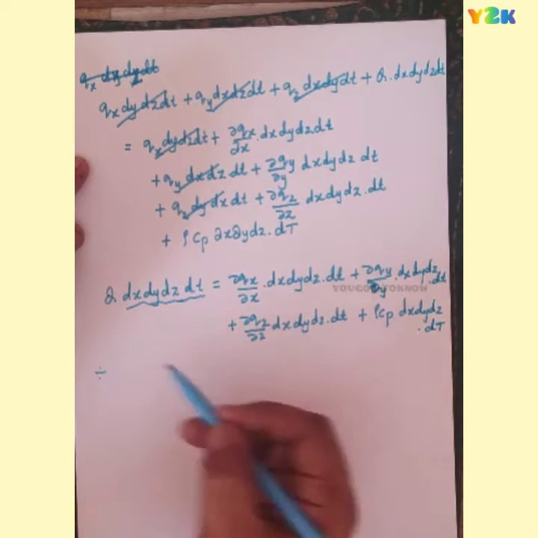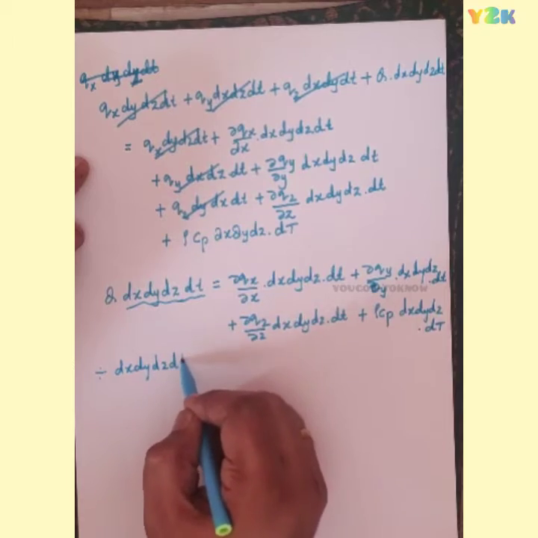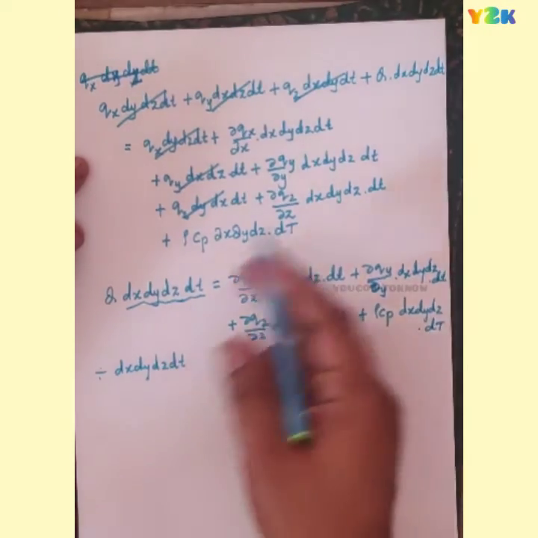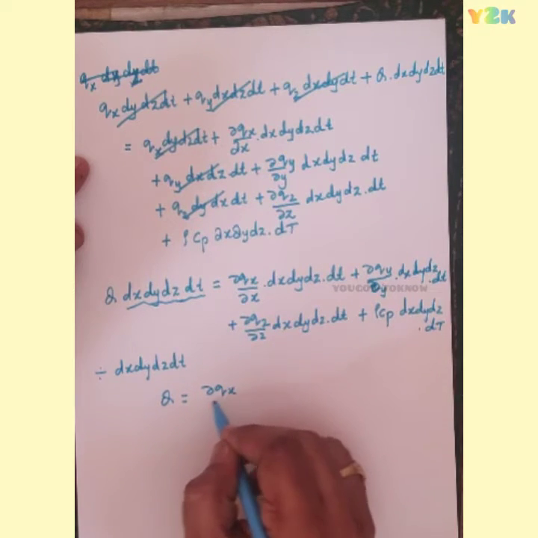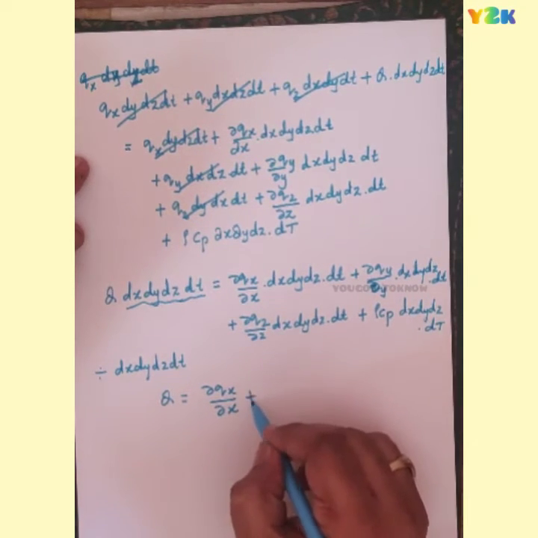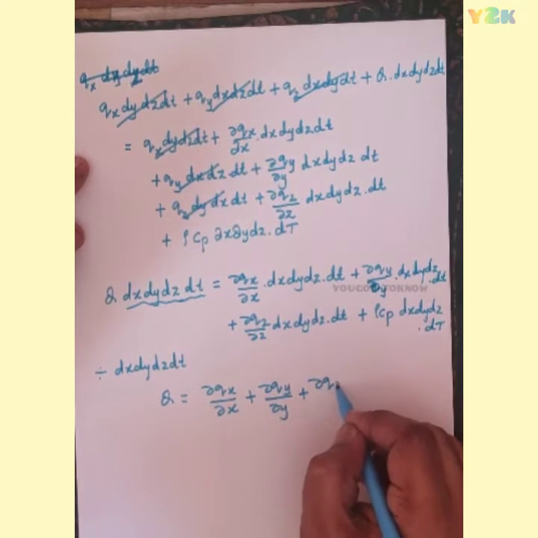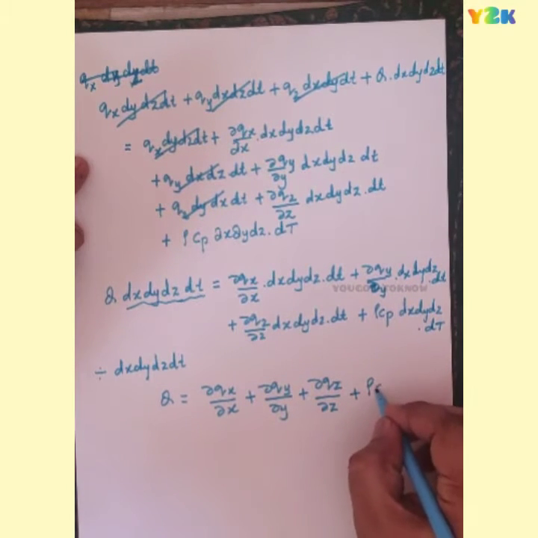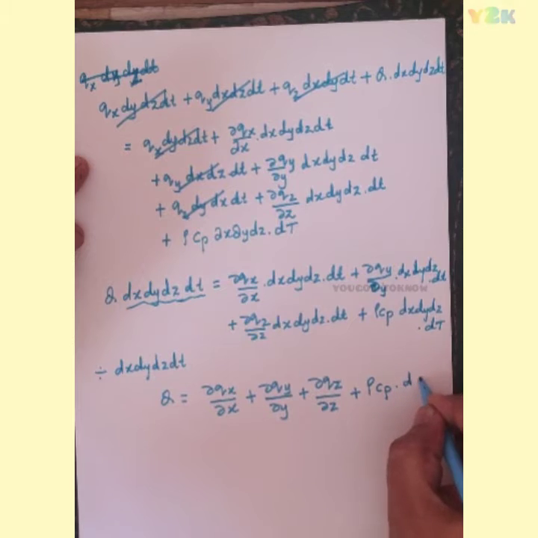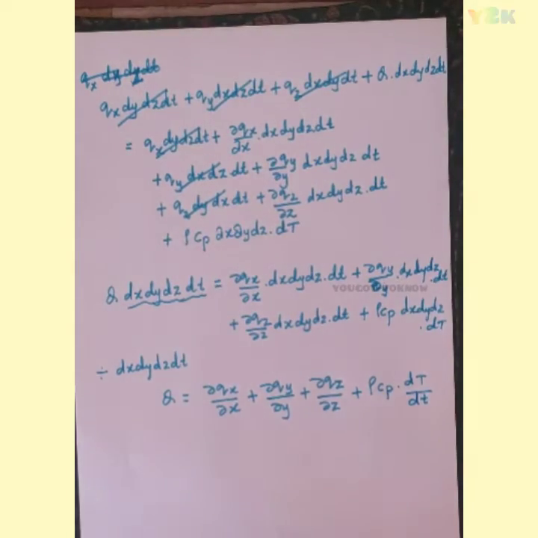Now take it, divide the above equation by dx dy dz into dt. If you divide this equation, this will become q equals ∂qx/∂x plus ∂qy/∂y plus ∂qz/∂z plus rho into cp into dT by dt. Now observe here, why? dx dy dz cancel, but dT by small dt remains. Now this is the equation you got.